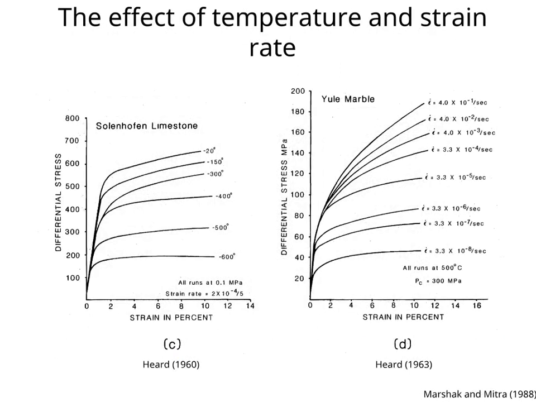Rock strength is also affected by temperature and strain rate. Here are two examples. In general, rock strength decreases with increasing temperatures, and rock strength increases with increasing strain rates. It takes less stress to deform a rock slowly than rapidly.